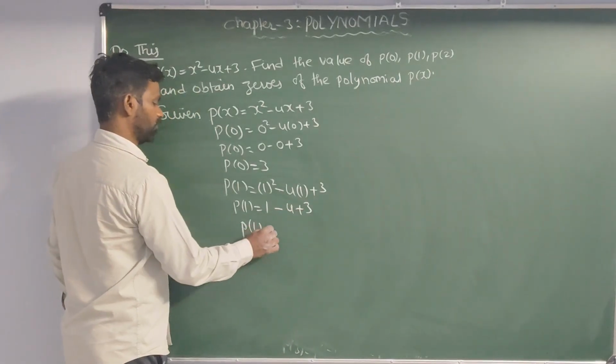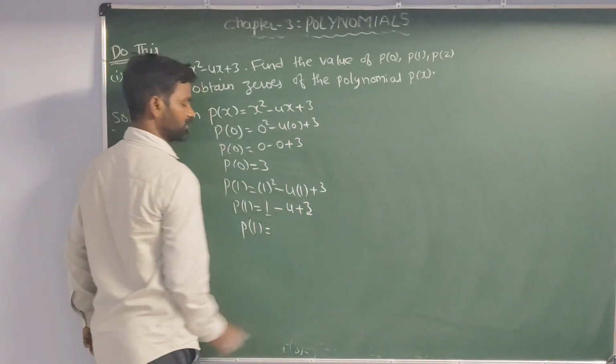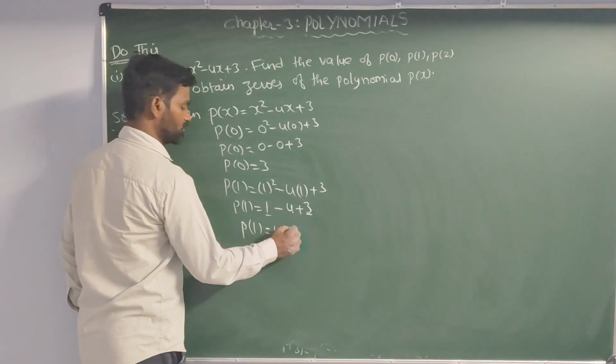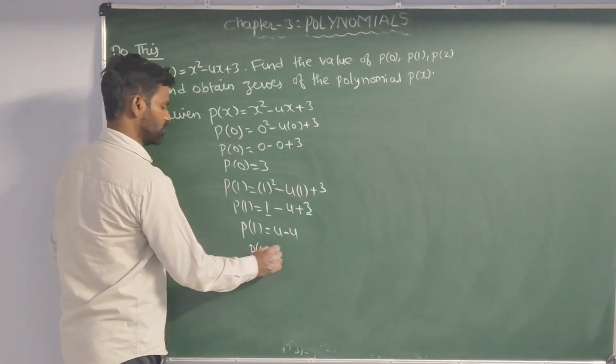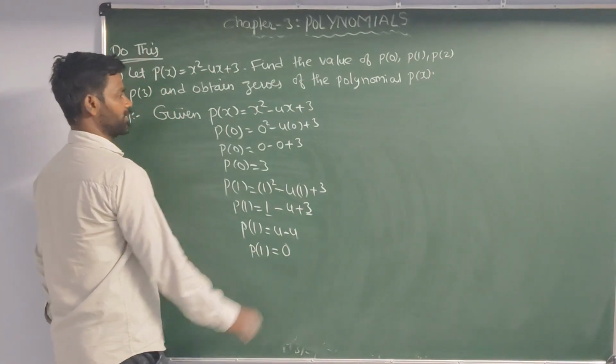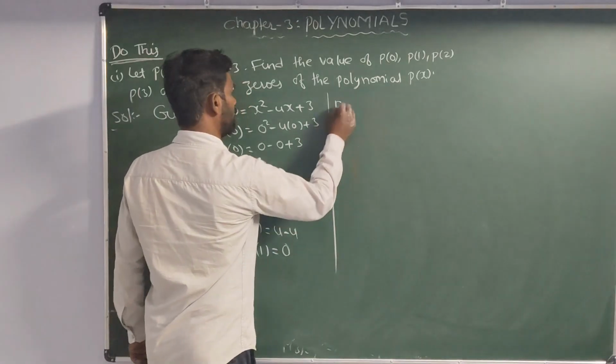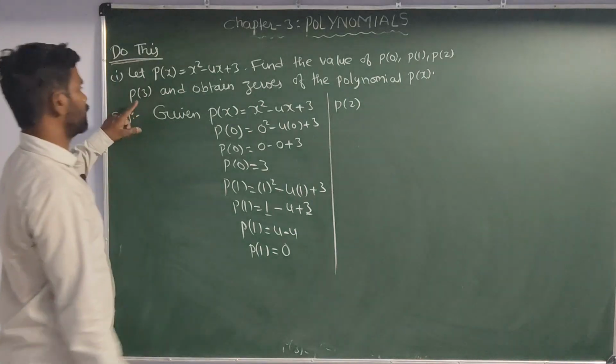So P of 1 is equal to positive values are 1 plus 3, it is 4, minus negative values are 4. So P of 1 is equal to 4 minus 4, it is 0. Next, P of 2. So what we have to find is the next value.